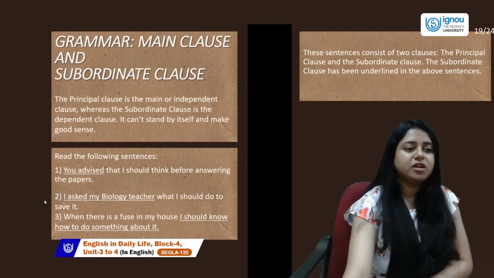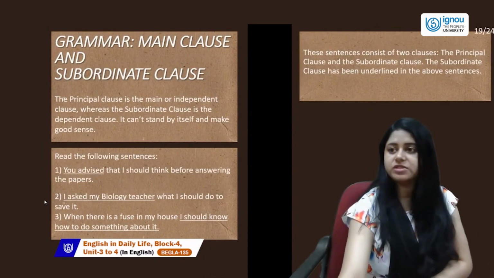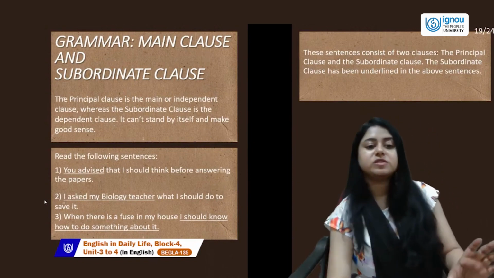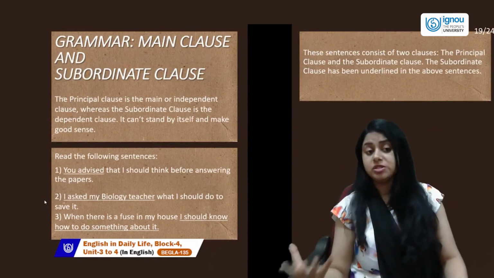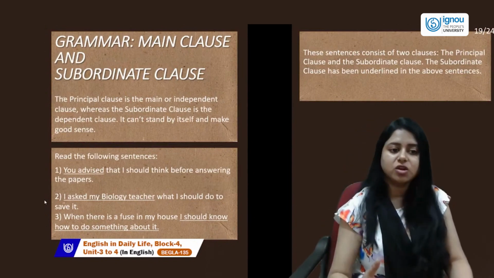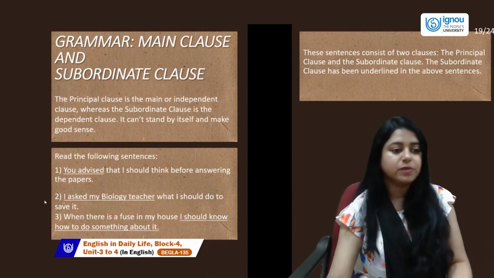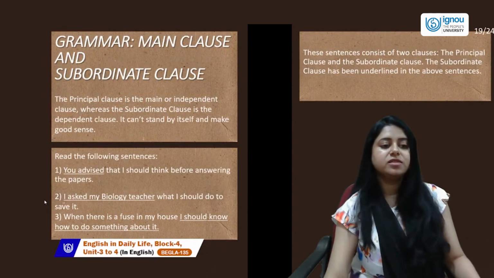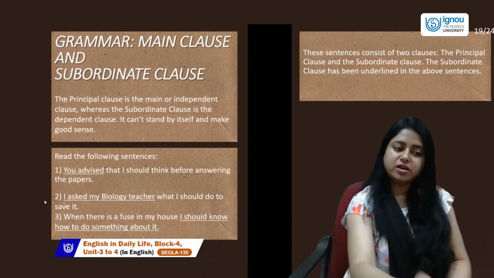So, grammar: main clause and subordinate clause. We have already covered this in previous classes, but let's go through this once more. The principal clause is the main or independent clause, whereas the subordinate clause is the dependent clause. It can't stand by itself and make good sense. So, read the following sentences. You advised that I should think before answering the papers. And there are other sentences.